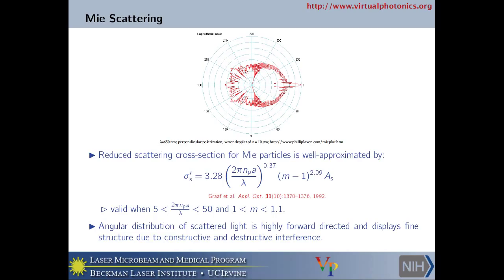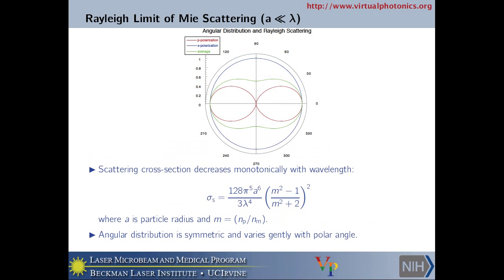And this approximation, given from this reference, is fairly good for many biological particles. So the key thing is that the angular distribution of scattering light is highly forward directed and displays very fine structure. Okay. Now, if you consider a smaller target, a target where the particle size is much, much smaller than the wavelength of light, you get the Rayleigh limit of Mie scattering.